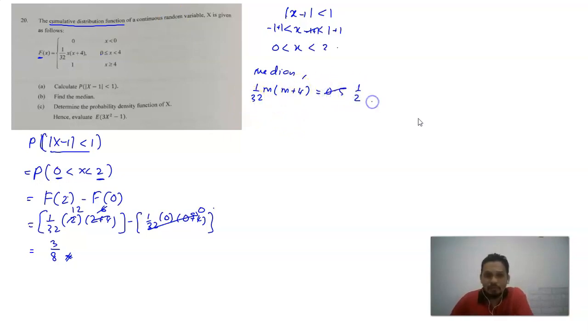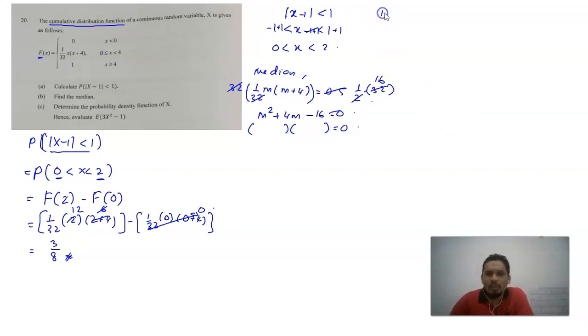0.5 is 1 over 2. Multiply by 32 on the left side and on the other side. So 32 divided by 32, and 32 divided by 2 equals 16. Then m times m gives m squared plus 4m equals 16. Bring 16 to the left side and it becomes minus 16 equals 0. Can we easily factorize m squared plus 4m minus 16?